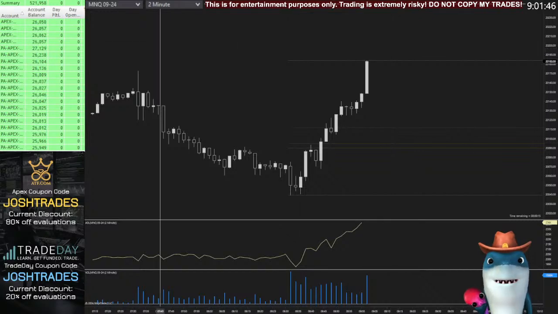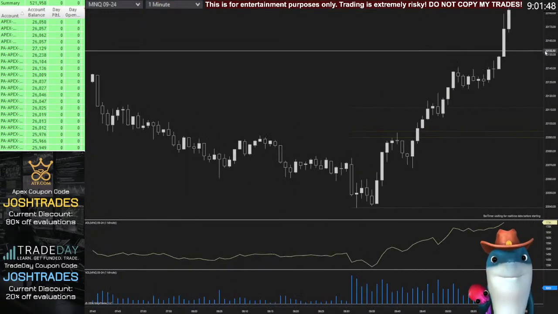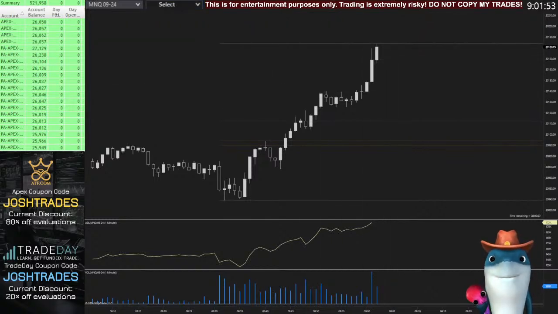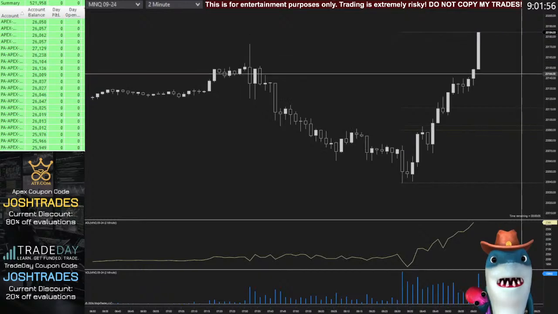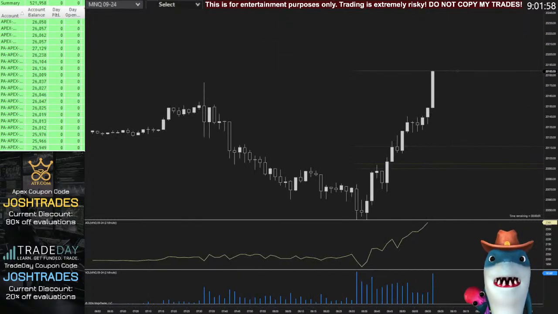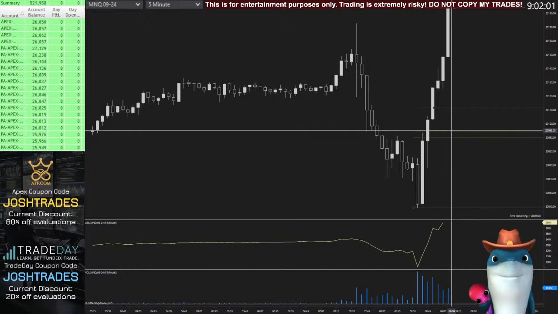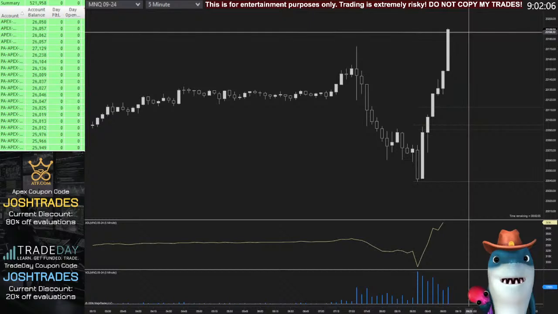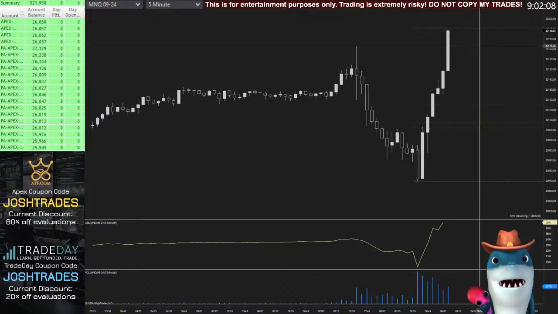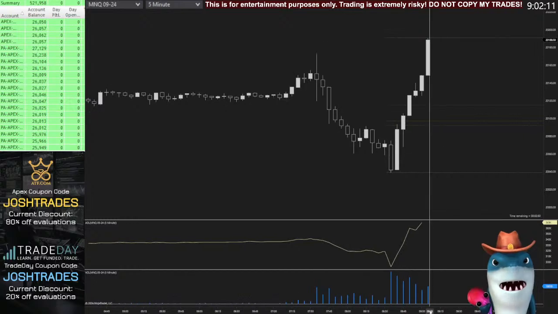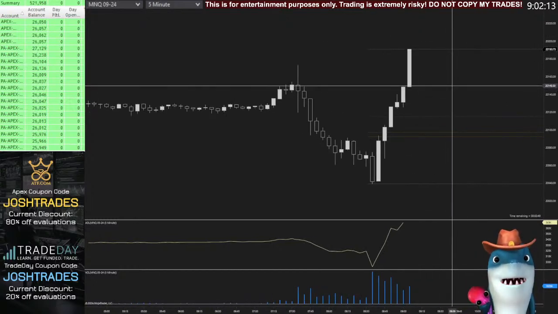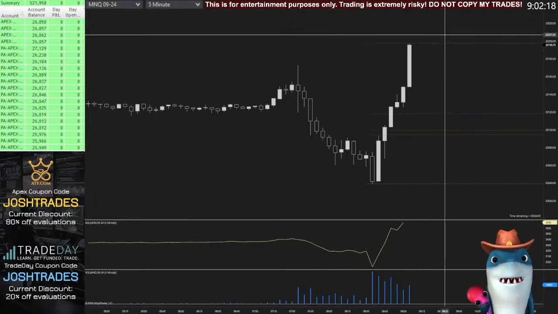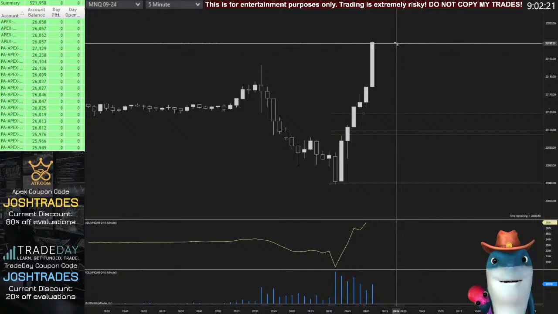Wow, what a candle. Holy smokes. That's a bad candle on the 1 minute chart. That's a big 2 minute candle right now. Wow. So I guess whatever news dropped at 9:45 Eastern must have been bullish. A lot of people started buying after that came out.